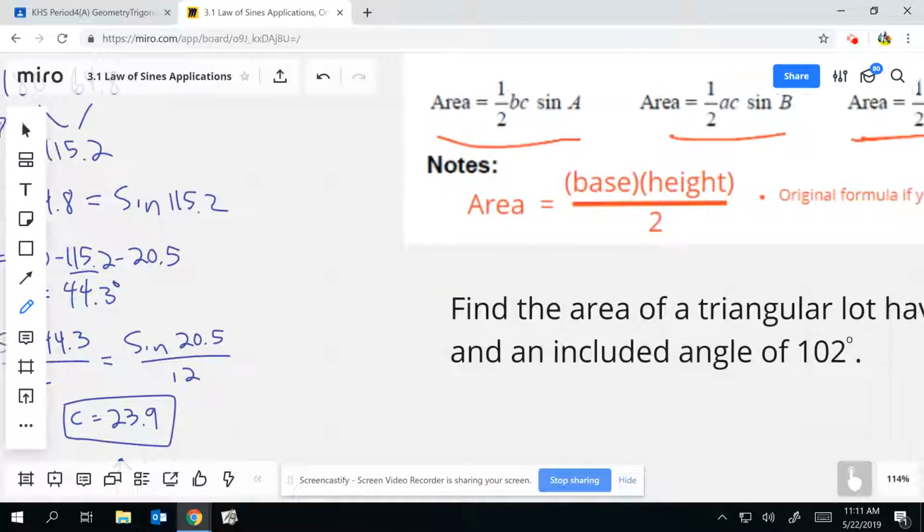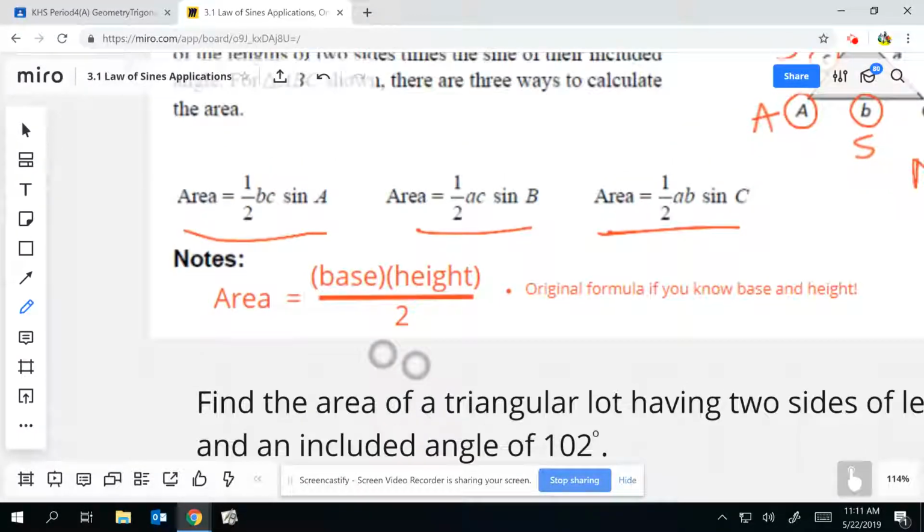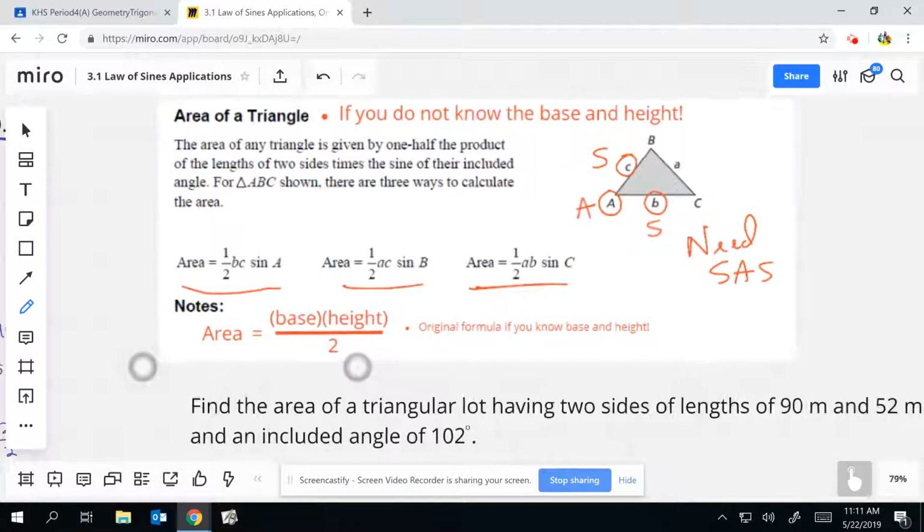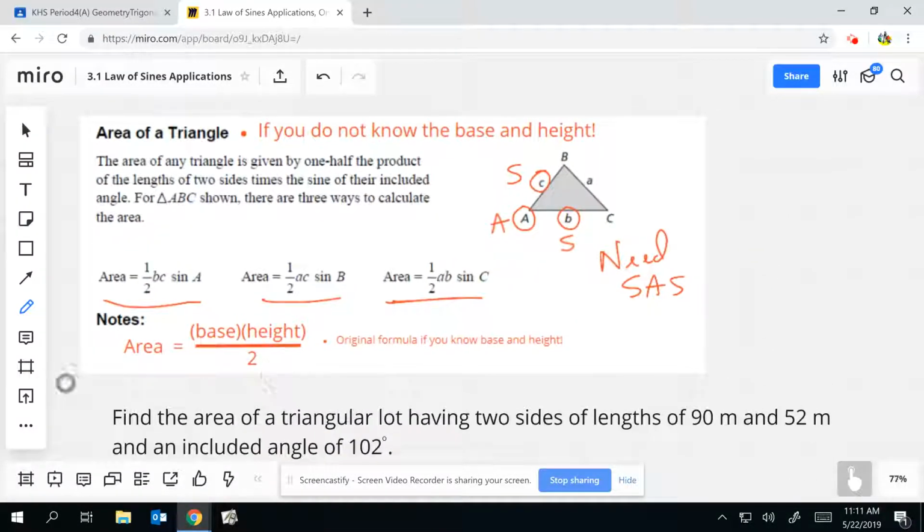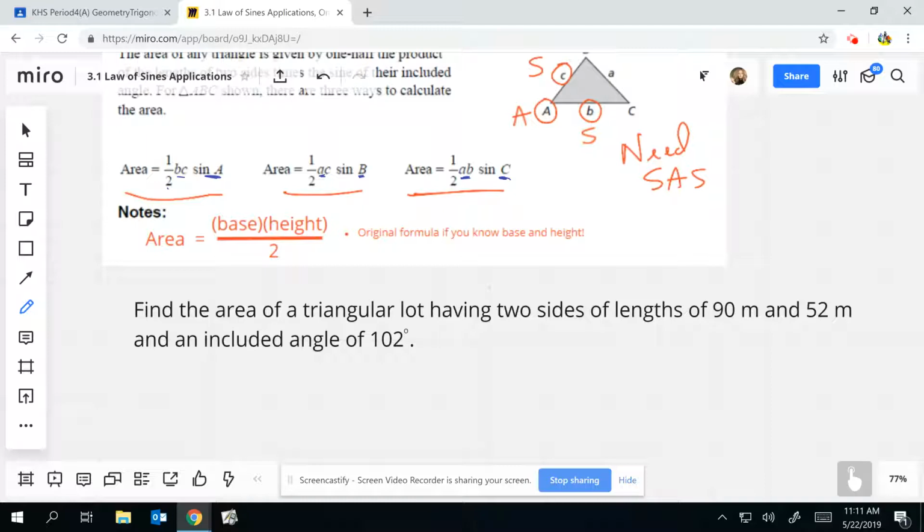All right, let's look at the area one. We actually learned this area formula. This is another piece that I snipped from your journal. If you don't know the base and the height, then you could use this new formula: 1/2 times the two sides times the sine of the included angle, the angle between them. You've got two sides and the angle between those two sides. But our original formula always works: base times height over 2. If they give you the base and the height, that's what you'd use.